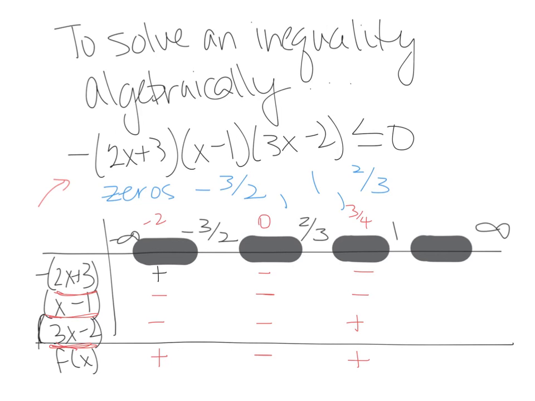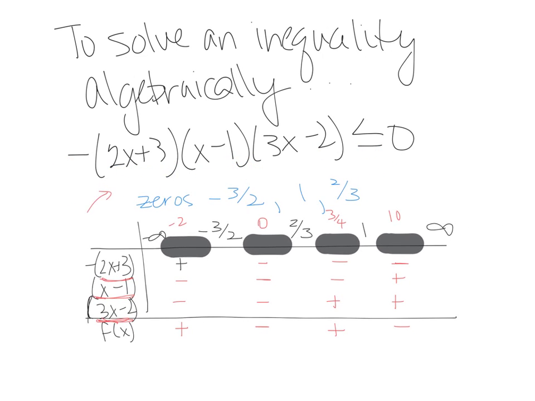My final interval, let's try the number 10, because it really doesn't matter what you pick as long as it's between 1 and infinity. So we're going to try 10. 2 times 10 is 20, plus 3 is 23 with a minus out front, so this is still minus. Then 10 minus 1, the second factor, is 9, so positive. 3 times 10 is 30, minus 2 is 28, so also positive. So this interval is negative.